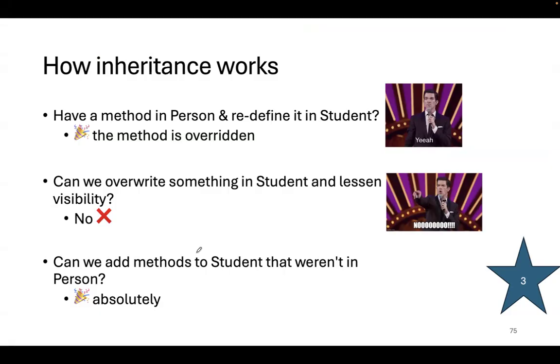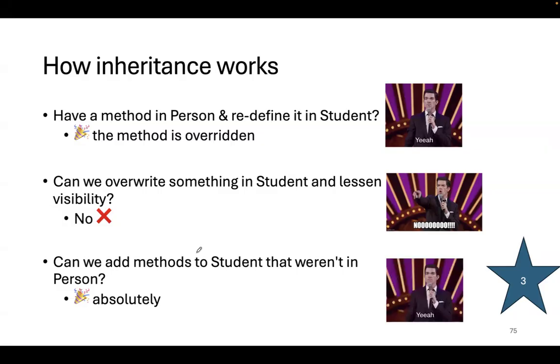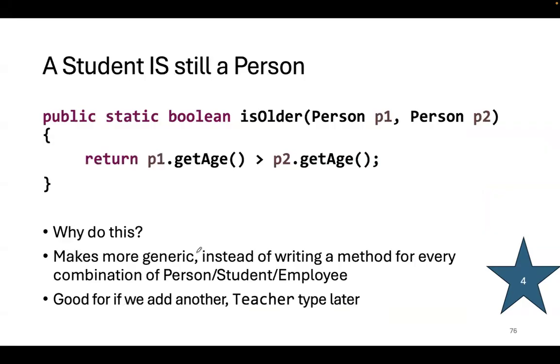Can we add methods to student that weren't in person? Yeah, because we can get GPA, set GPA. Those are methods that a person didn't care about. And so a student is still a person. And so let's write a method that tries to be a little generic. So we'll talk about genericity in 2-3 weeks. But we'll give it a shot now. And so I want to write a method for if I've got two people, which one is older?